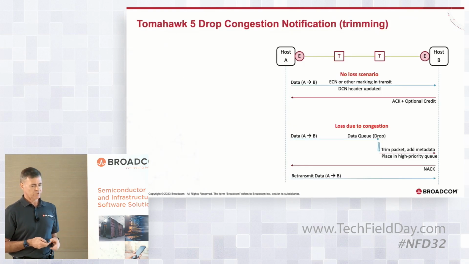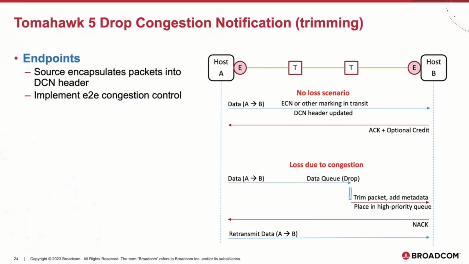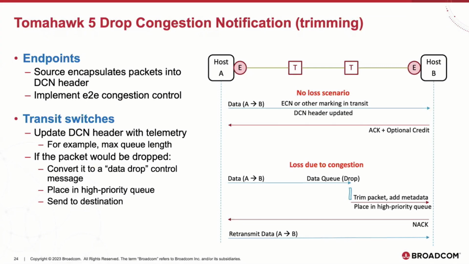And then DCN, or drop congestion notification, also known as packet trimming. What we do here is, at the endpoints, we'll encapsulate the packets with a DCN header. The endpoints will also implement the end-to-end congestion control. And the transit switches will update the DCN header with telemetry. So there's a fixed length header. For example, it can include the residence time, it can include the queue length. And then in the case where the packet would be dropped, again, rather than just dropping the packet silently, we will trim the packet, tack on some metadata, then send that to the destination in a high priority queue.